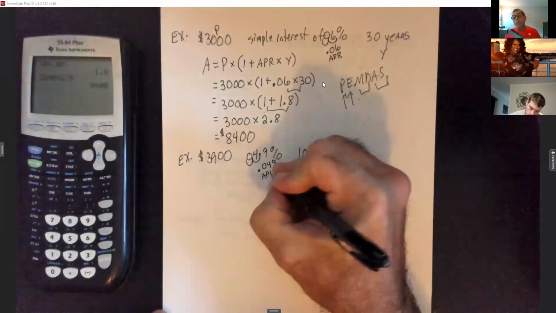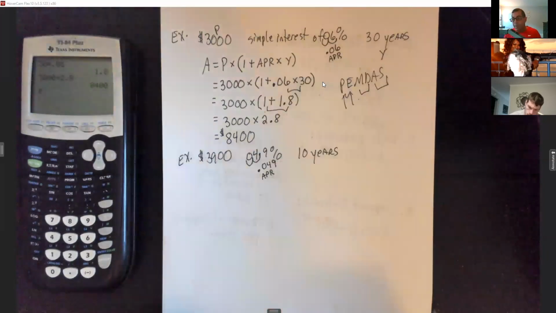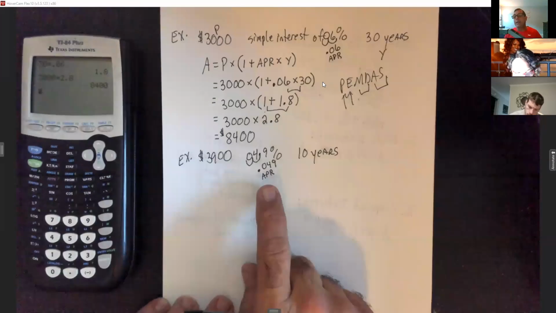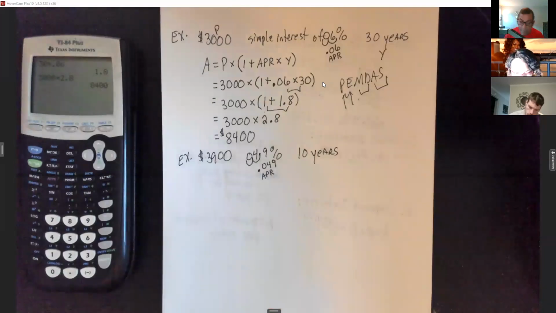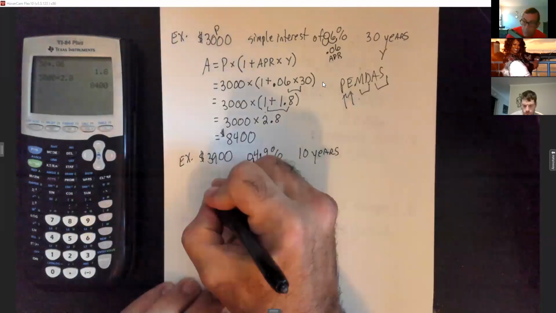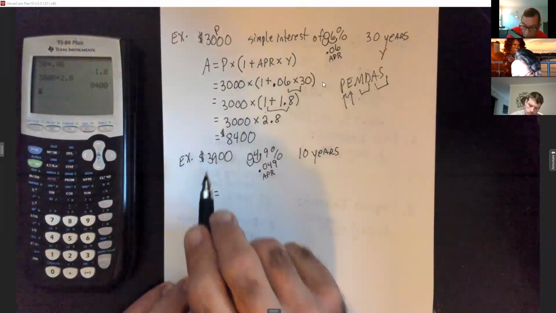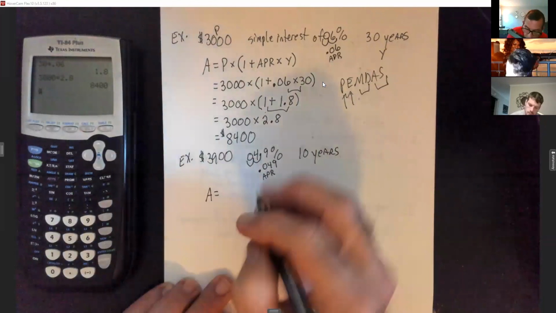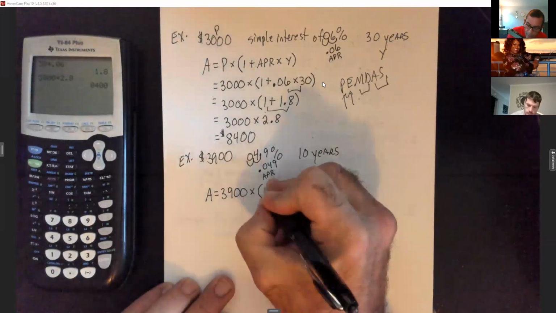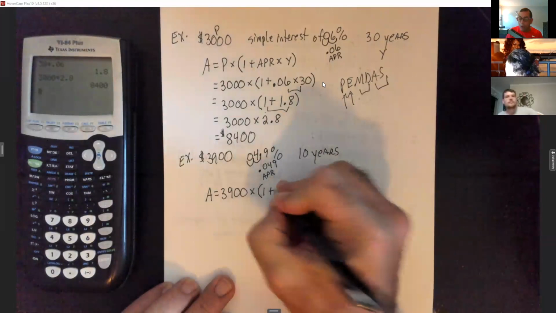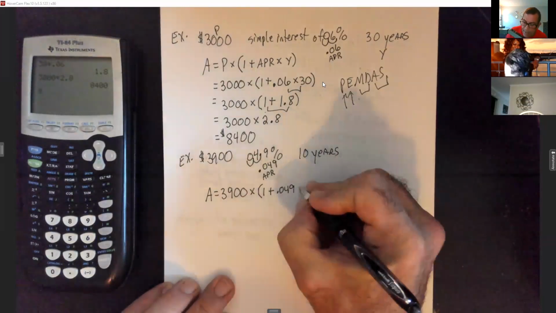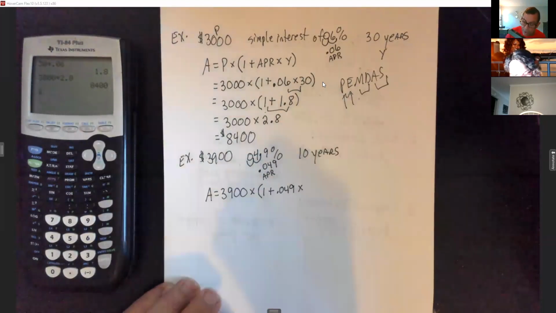And I'll tell you where I kill people on this. They get rid of the percent and they leave that 4.9 there. And if you leave that a 4.9, it's not going to work out, okay? All right, so watch this. We're going to plug it in. We know the formula. A equals P, which is $3,900, times parentheses 1 plus my APR, which is 0.049, times my years, which is 10.